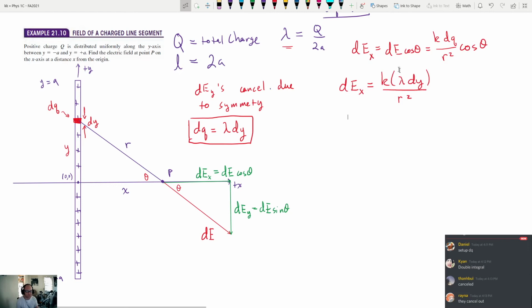Okay, so dE_x, we replace this dq with lambda dy, right? And now we ask, can we do the integral? Almost. I left something out. There's a cosine theta here. We can almost do it if only we could write r in terms of y. Maybe we could do that. Let's look at the picture.